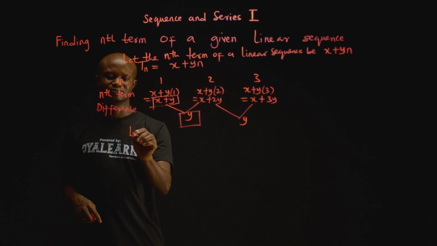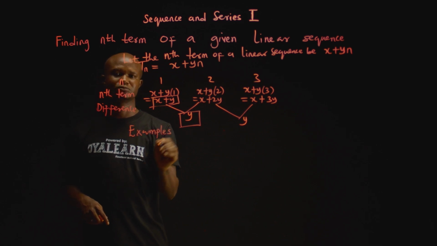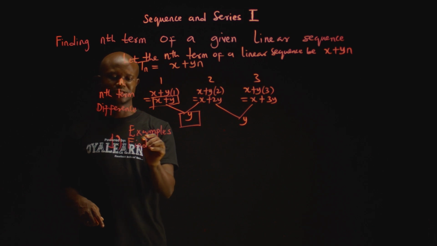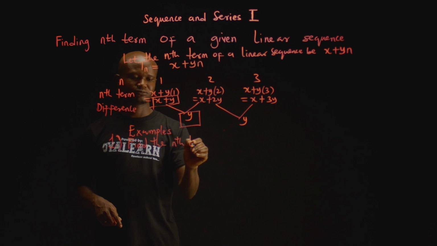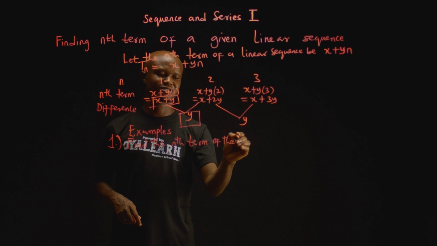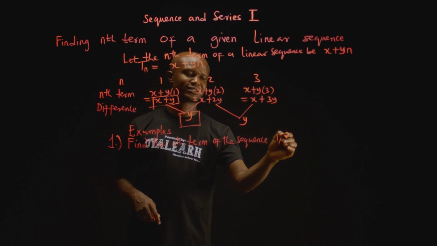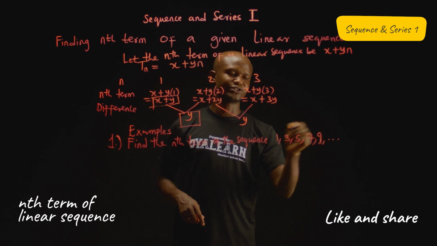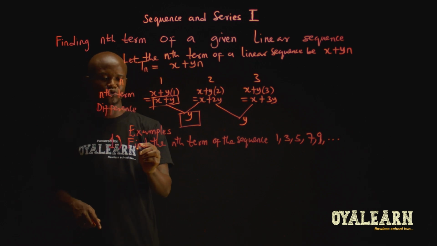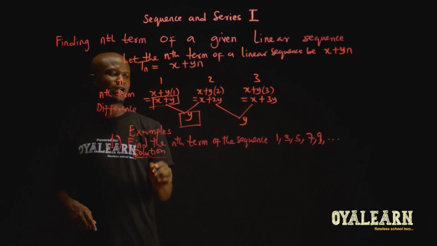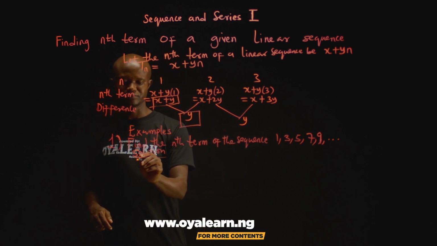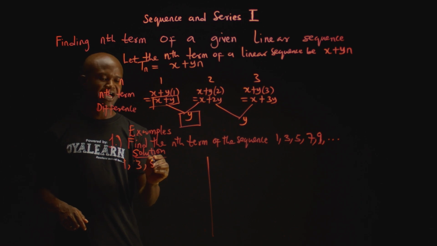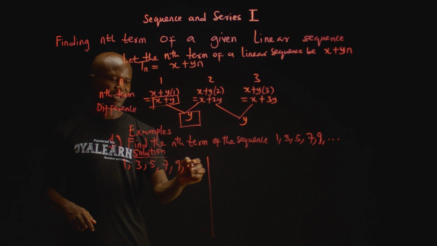Now, let's take examples. Find the nth term of the sequence 1, 3, 5, 7, 9, and 3 dots. So this is an infinite sequence. Solution. Now from here we have 1, 3, 5, 7, 9, then we have 3 dots.